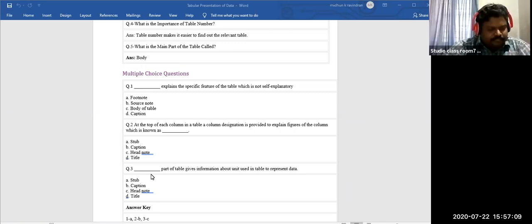At the top of each column in a table, a column designation is provided to explain it. This is known as what? Caption. The column heading is called the caption. Next, the third one: this part of the table gives information about the unit used in the table to represent data. That is called the head note.